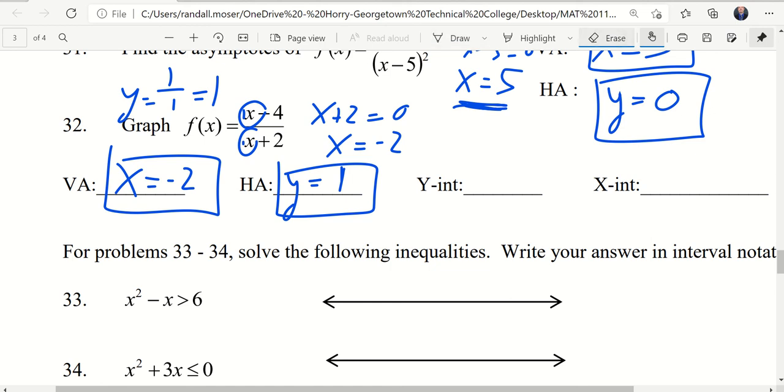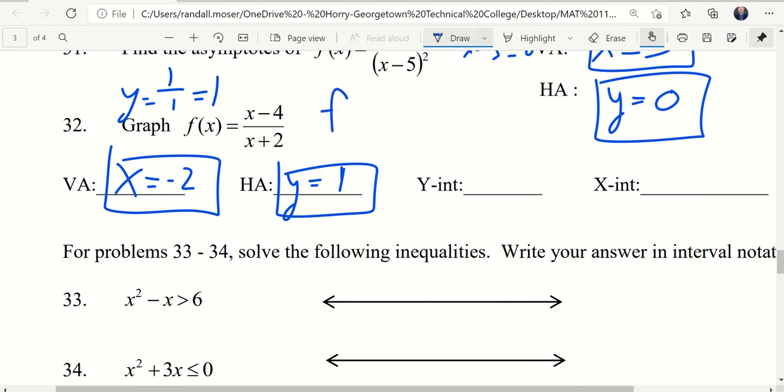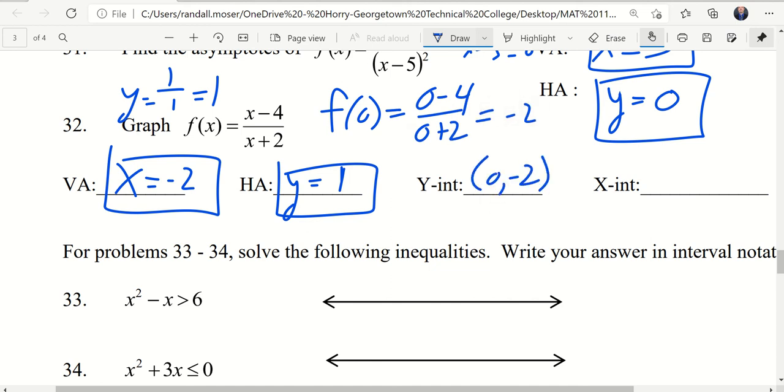To find the y-intercept, we've done that a bunch of times, but that's a function evaluation. You plug 0 into the function. f of 0 is going to be 0 minus 4 over 0 plus 2, which should be negative 2. So that's 0 comma negative 2.